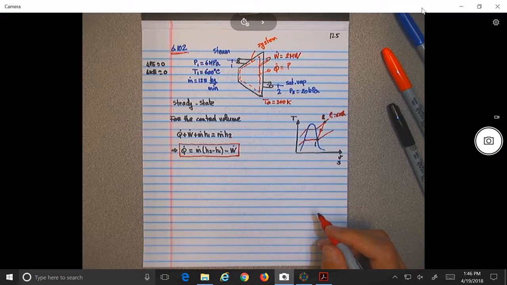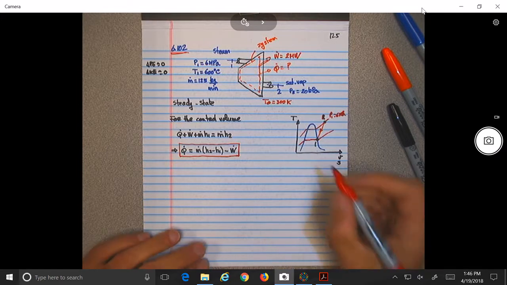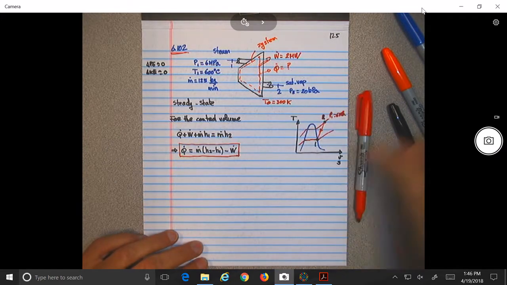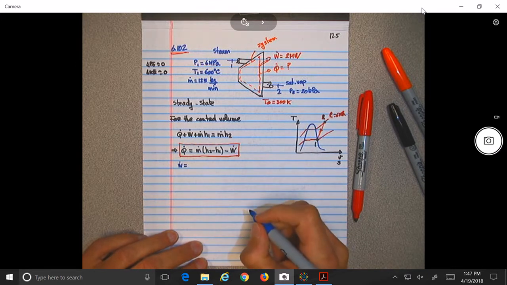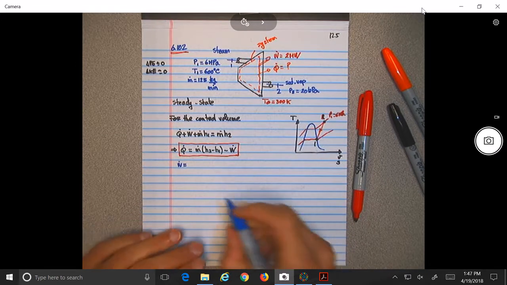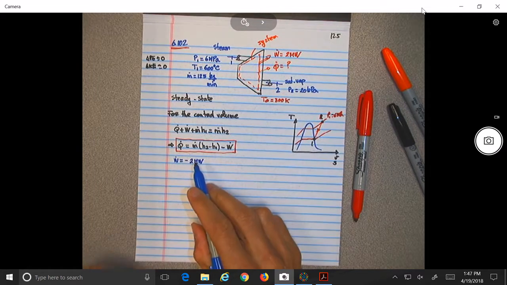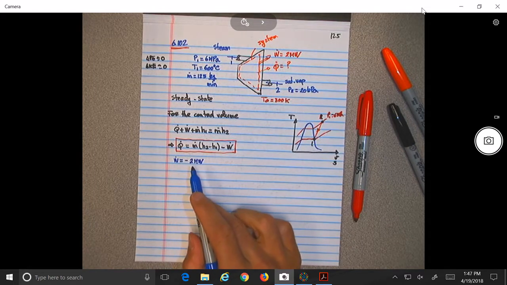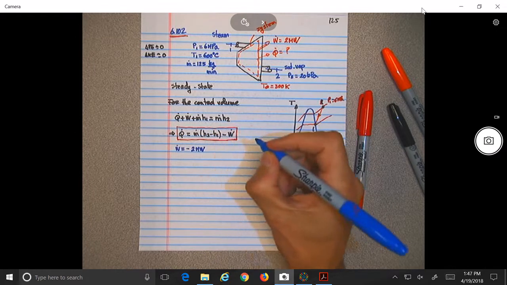Okay? So over here, let's say I don't do the applications. So what is the value of the work? Will it be positive or negative? It will be negative because it's coming out, no? Yeah? Okay? So H1 will be equal to what?